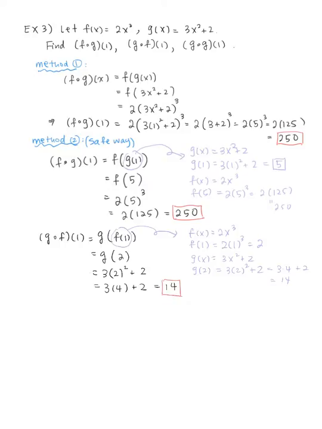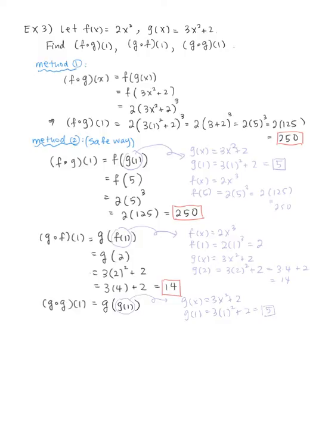Okay, now let's try g of 1. So again, I'm going to try to do this the safe way. G of 1. Let me rewrite. So this is g of 1. I know that we already computed g of 1 earlier, but let me just do it again, just in case you missed it. So let's go with g of 1, but our g of x is 3x squared plus 2. So g of 1 is 3 times 1 squared plus 2, which is 5.